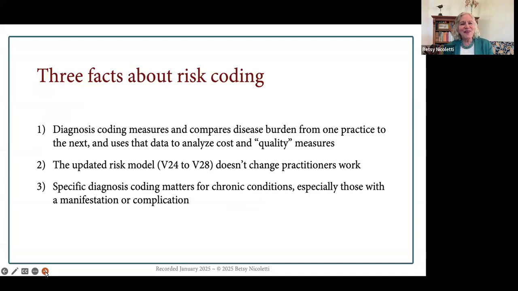So here are the three facts. Diagnosis coding measures and compares the disease burden from one practice to the next and uses that data to analyze cost and quality measures. So if you had two groups that had the exact same risk coding averages for their patients, but one had a lot of higher costs or lower quality data, diagnosis coding is one of the factors in analyzing the outcomes. The updated risk model, version 24 to 28, doesn't change the work that practitioners do. And specific diagnosis coding really matters for chronic conditions, especially those conditions that have a manifestation or a complication.